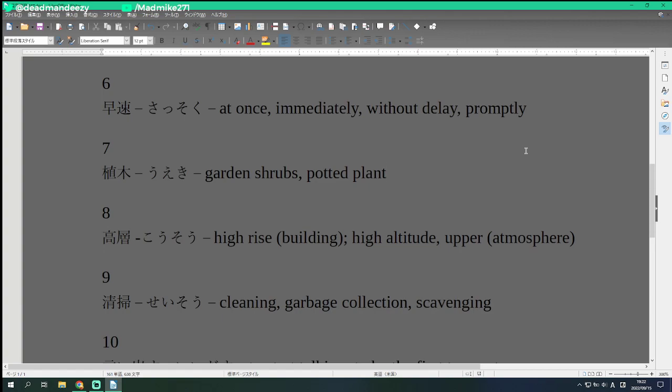Ueki is a garden shrub or a potted plant, but it can also just mean tree. But I think the emphasis is that this is a tree that humans have planted and not something that you'd find in the wild. Ueki is a plant in a pot or a garden shrub.